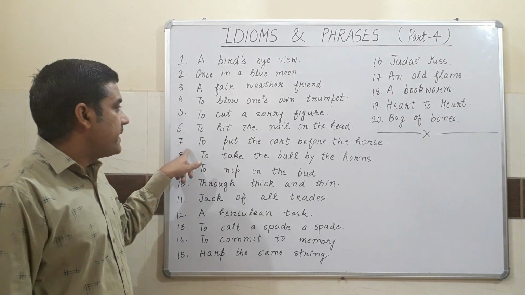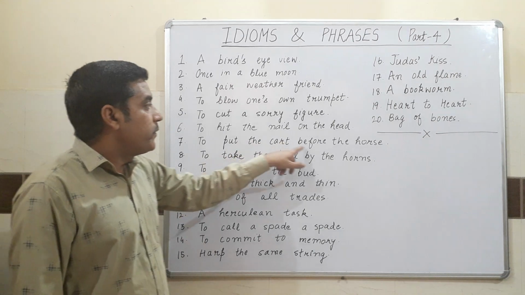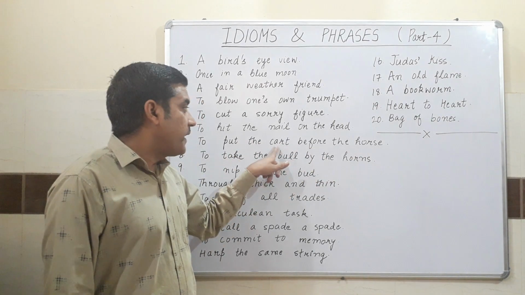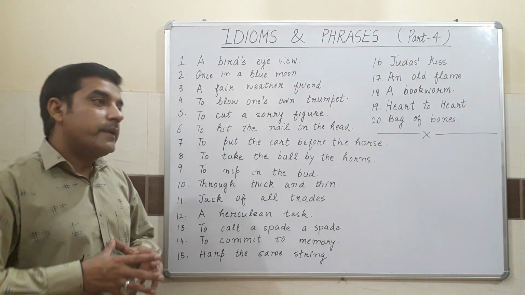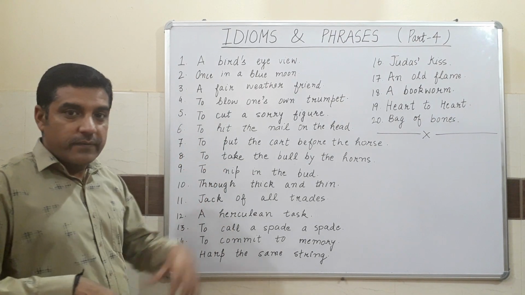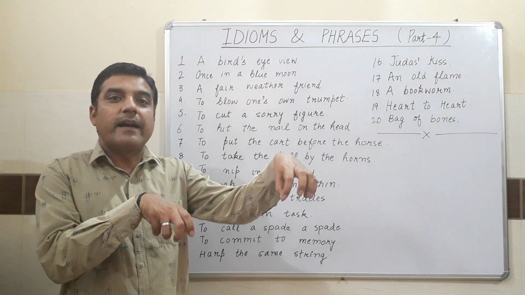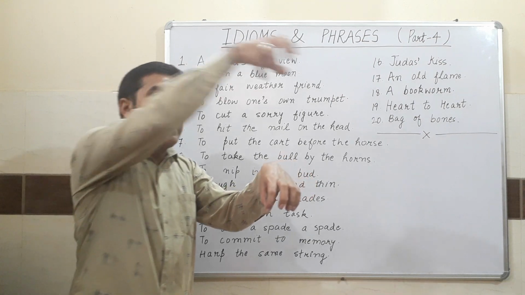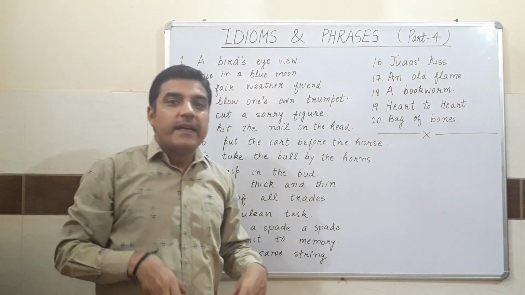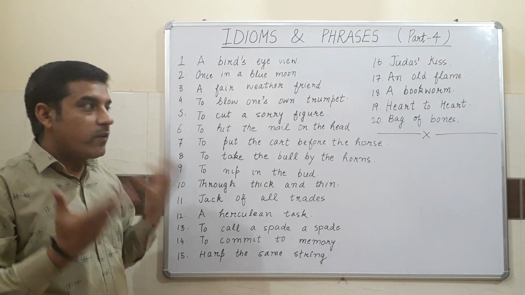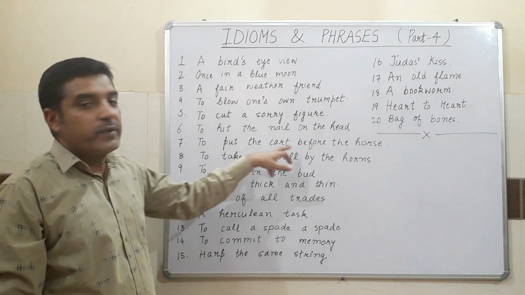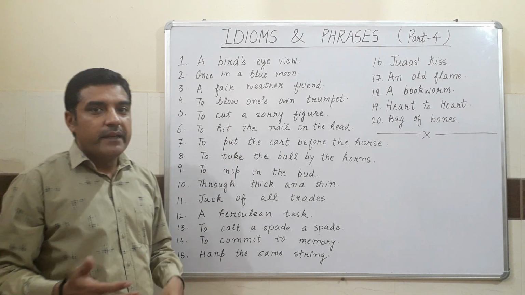Then we have seventh, to put the cart before the horse. See, what is the normal scene? First there is a horse and then there is a cart. What if somebody puts the cart before the horse? It means he is doing things in a wrong way. When you do things in a wrong way, that is to put the cart before the horse.